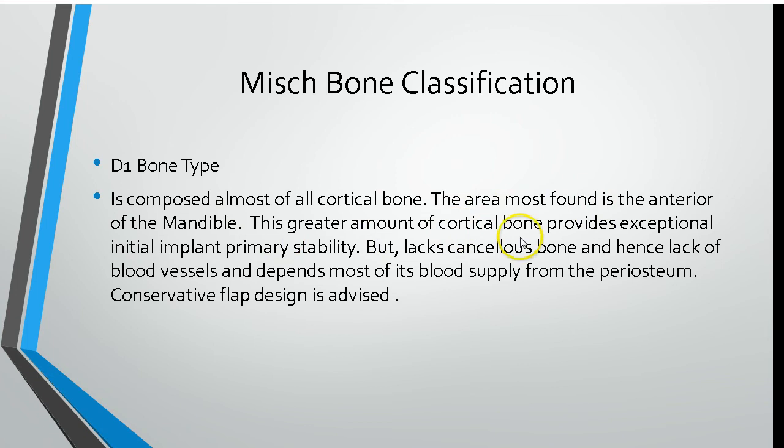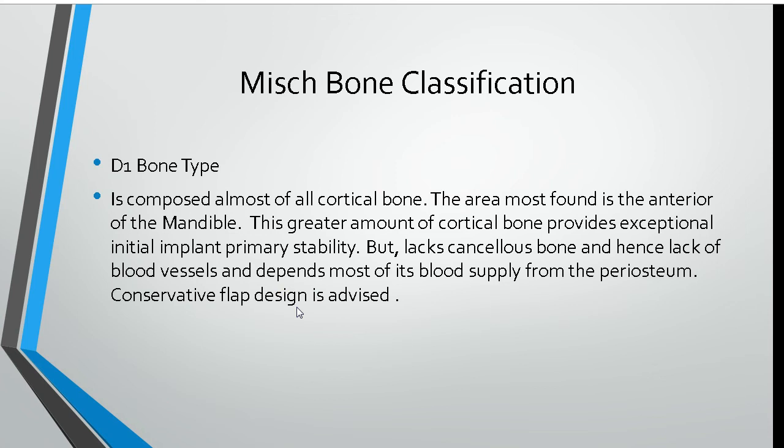This greater amount of cortical bone provides exceptional initial primary stability, which makes sense because the bone is highly mineralized and dense, and when you're putting the implant in, you can actually feel the torque on the implant from the cortical bone. But at the same time, it lacks the blood vessels that are usually found in trabecular bone.